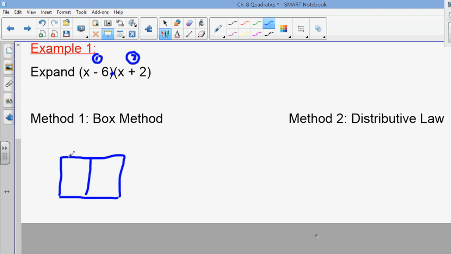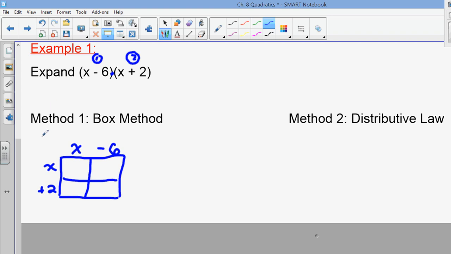If you think of all the combinations, it's like a Punnett square in biology, where you do this with eye colors or genes. So we're going to take a look at our two binomials: x minus 6, the minus goes with the 6, and x plus 2. What we're doing is multiplying and putting the products inside.